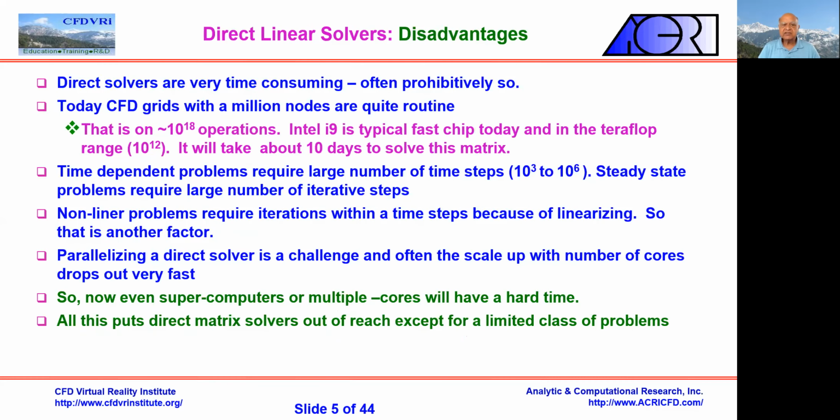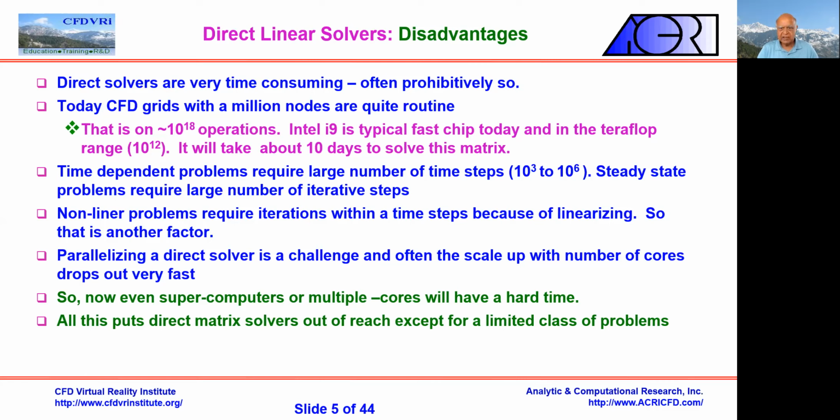The main disadvantage of direct solvers is that they're very time consuming, often prohibitively so. CFD grids with a million nodes are very routine today. So if we take that, the number of operations is on the order of 10 to the 18. The Intel i9, which is a fast chip by today's standards, is in the teraflop range. That means it can do 10 to the 12 floating point operations in a second. On this fast system, it will take 10 days to solve this matrix.